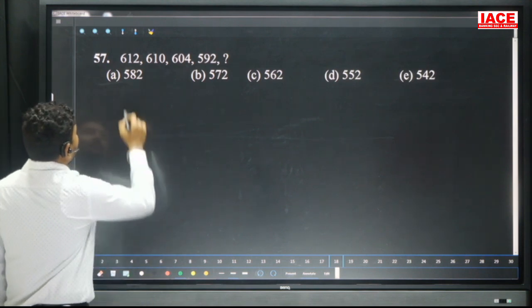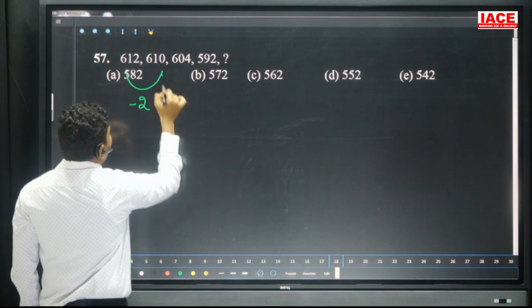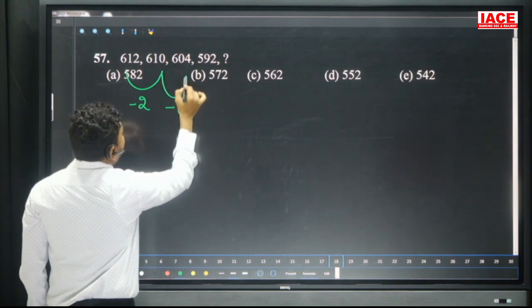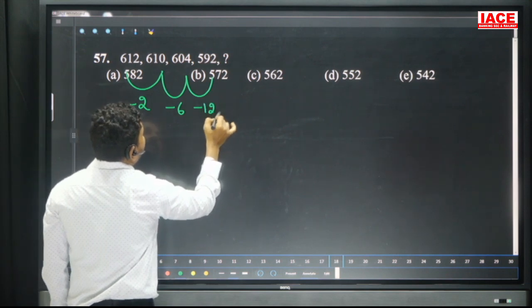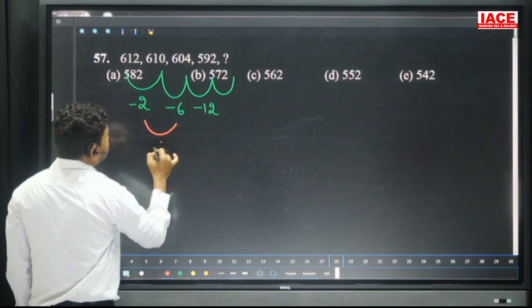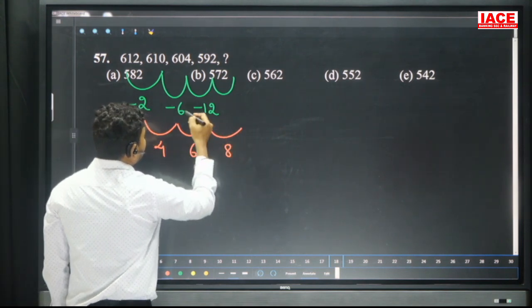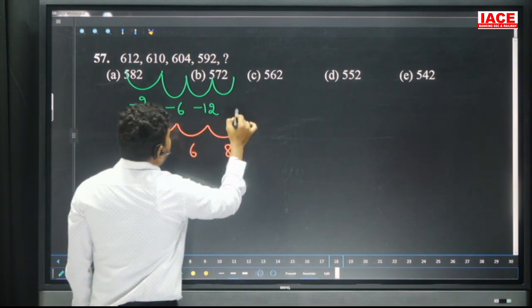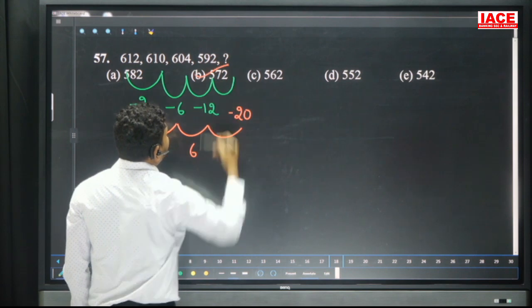Next, 6, 12, the difference is minus 2, and here the difference minus 6, and here the difference 4 and 8. The difference is minus 12, and next is what? Here the difference is 4, here the difference 6, here the difference 8. So it is a 20. 20 is removed from the 592. Our option is what? B, 572.